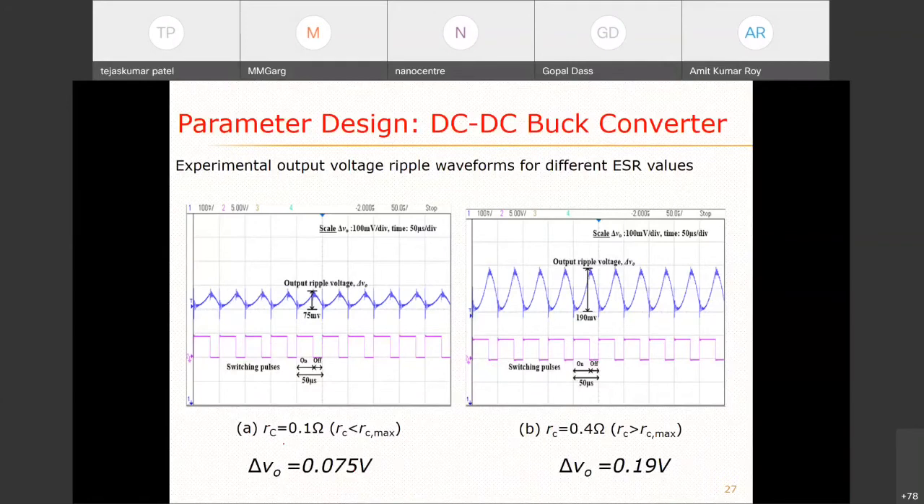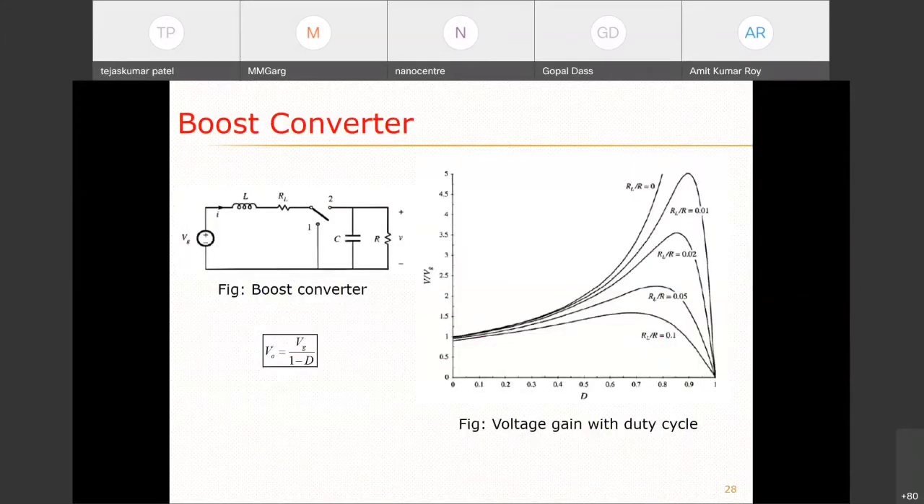Then as we increase RC further, it is further increasing, right? And if we increase it further, the output voltage ripple increases further. It means with the increase in RC, output voltage ripple is increasing. So we should choose the RC or ESR of the capacitor properly, right?